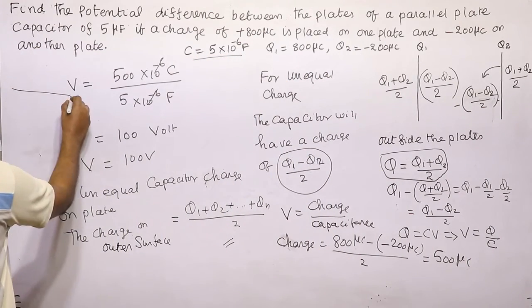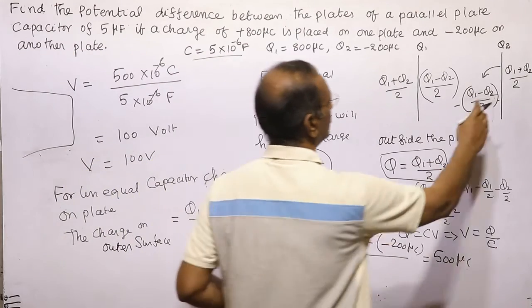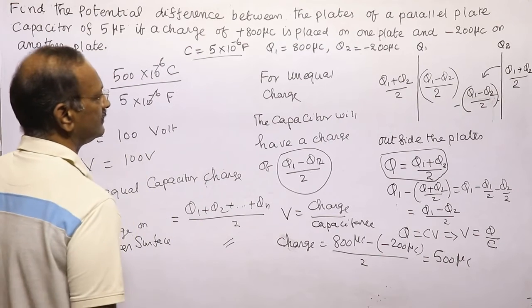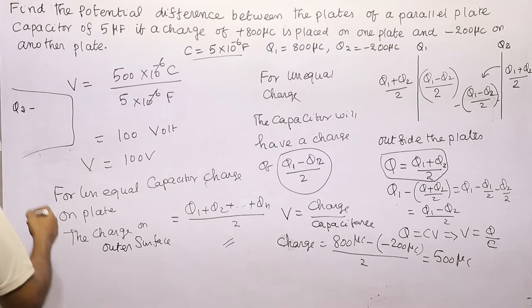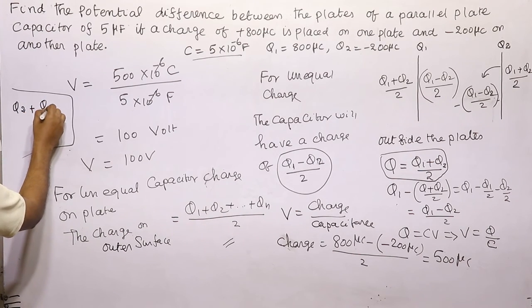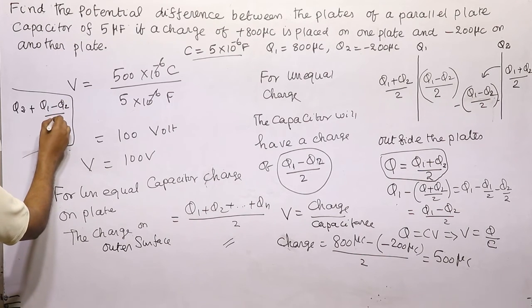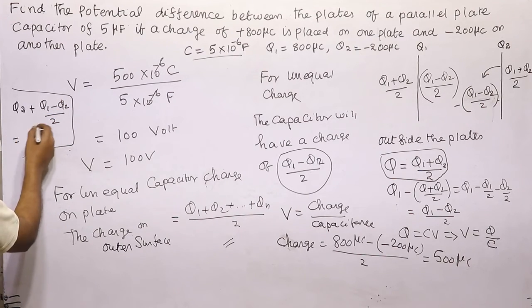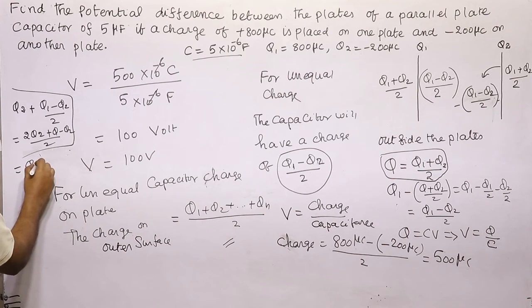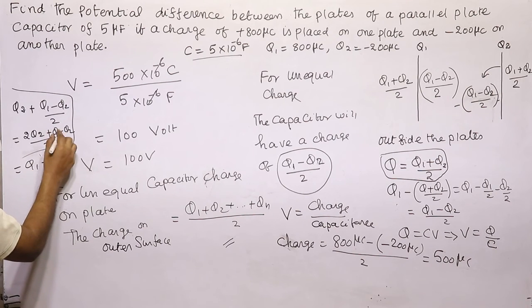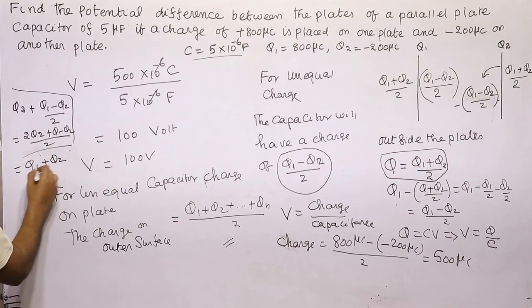Now let us find out what the charge is. We have written Q1 plus Q2 by 2. Now we can prove this also. The charge on the outer side is equal to Q2 minus (minus (Q1 minus Q2) divided by 2), which is equal to (2Q2 plus Q1 minus Q2) divided by 2, which is equal to Q1 plus Q2 divided by 2.